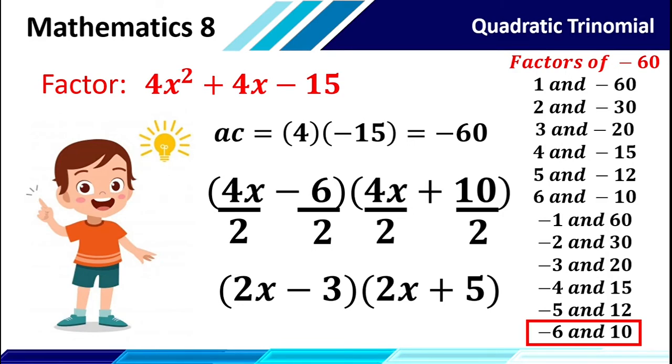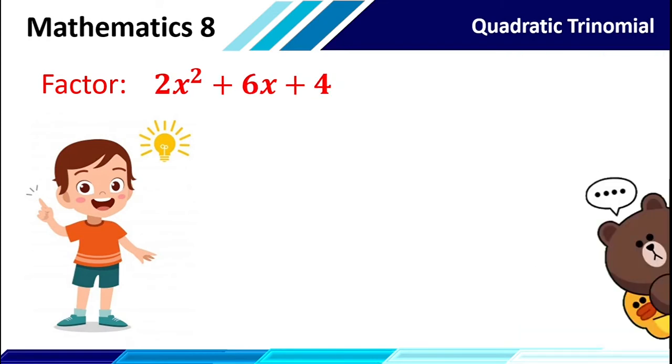How do we come up with this? 4x divided by 2 is 2x. Negative 6 divided by 2 is negative 3. 4x divided by 2 is 2x. And lastly, 10 divided by 2 is 5. Therefore, our final answer is 2x minus 3 times the quantity of 2x plus 5.